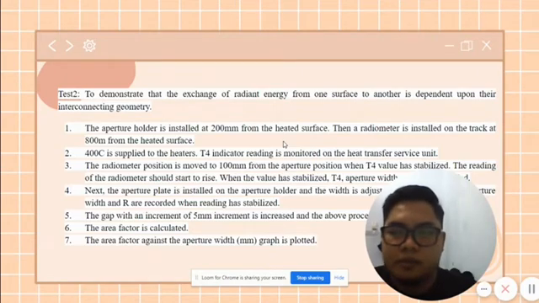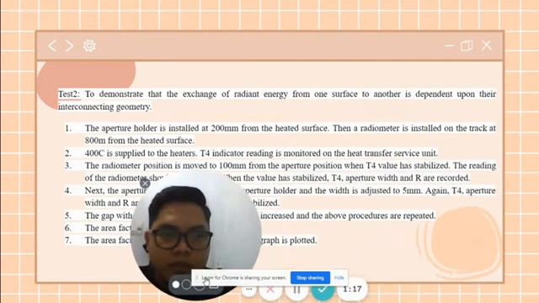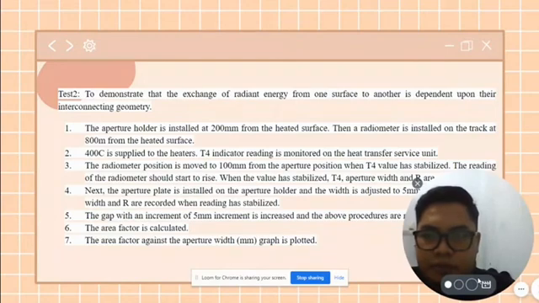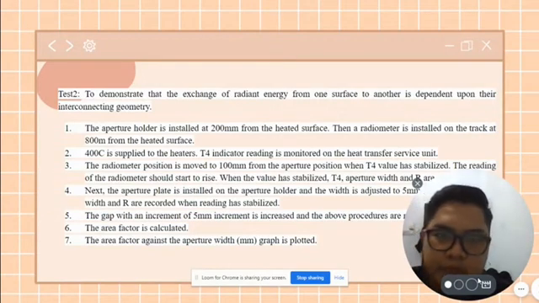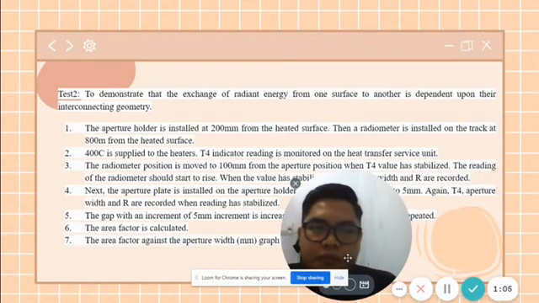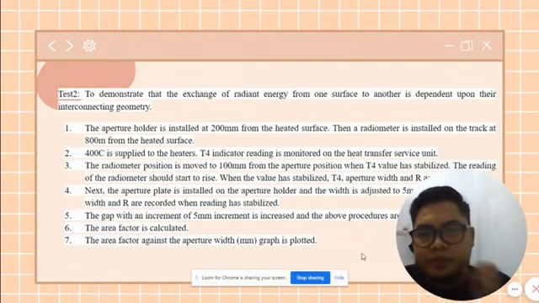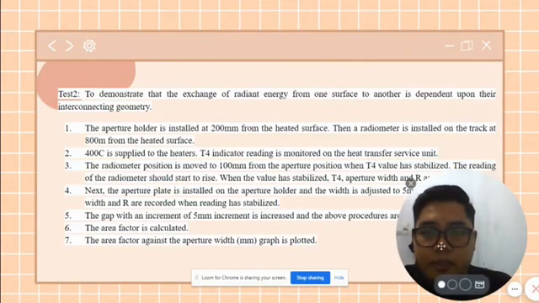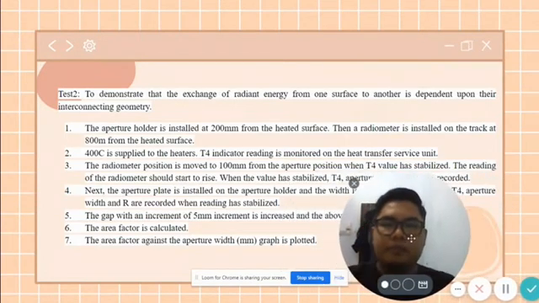The third step is that the radiometer position is moved to 100 mm from the aperture position when the T4 value has stabilized. The reading of the radiometer should start to rise. When the value has stabilized, T4, aperture width, and R are recorded. Fourth, the aperture plate is installed on the aperture holder and the width is adjusted to 5 mm, and again T4, aperture width, and R are recorded when the reading has stabilized. The gap is increased in 5 mm increments, and the above procedure is repeated.